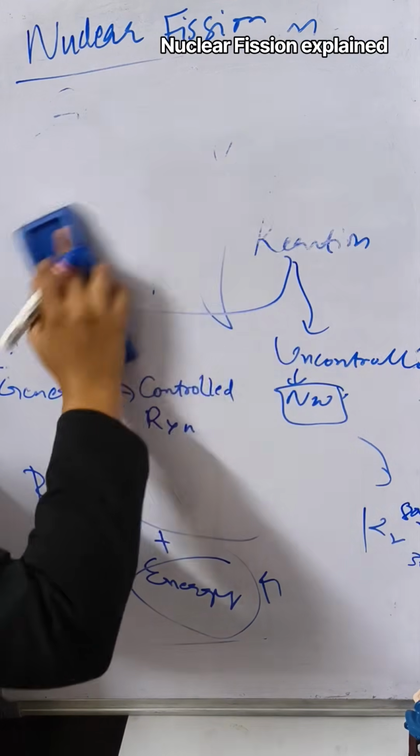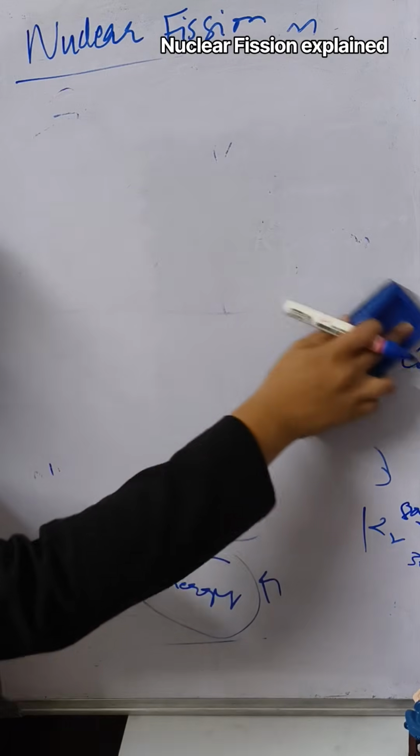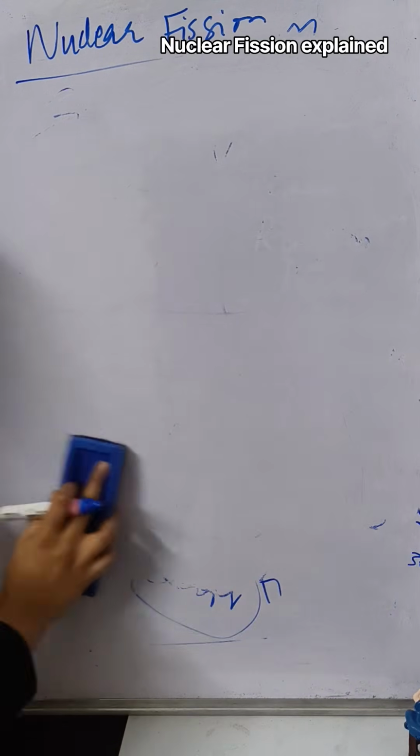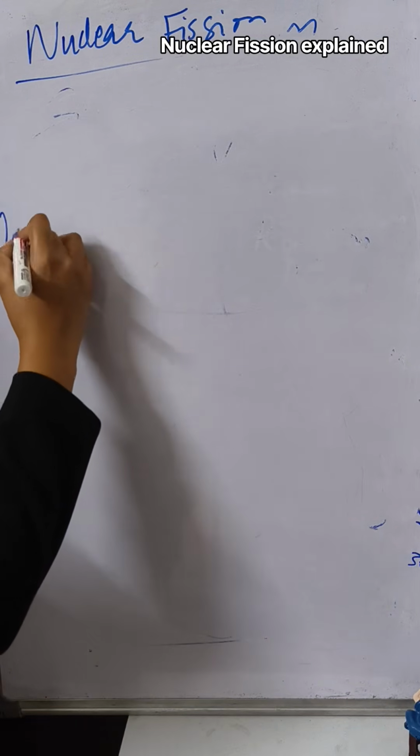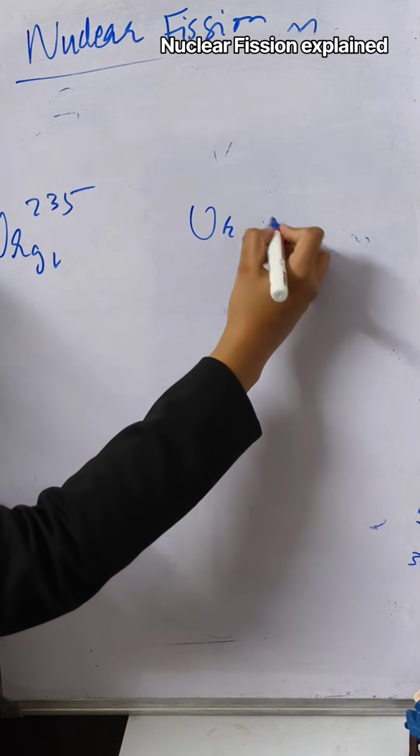Remember two factual things also, that uranium has a lot of isotopes. Some are very good fissile material while some are not. For example, when I write uranium 92 235 and uranium 92 238.